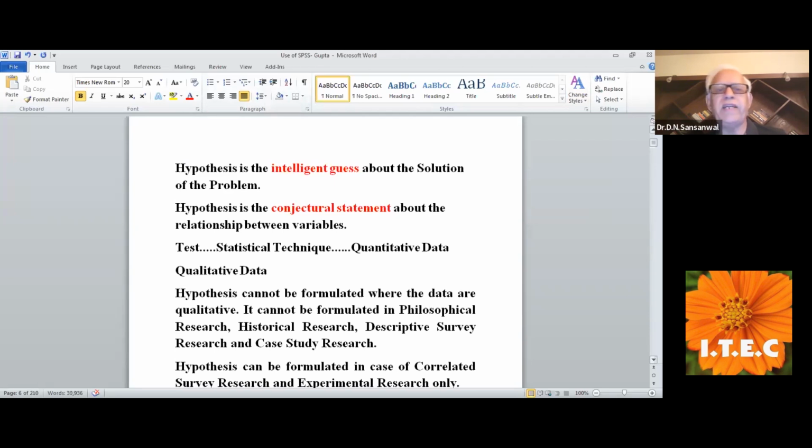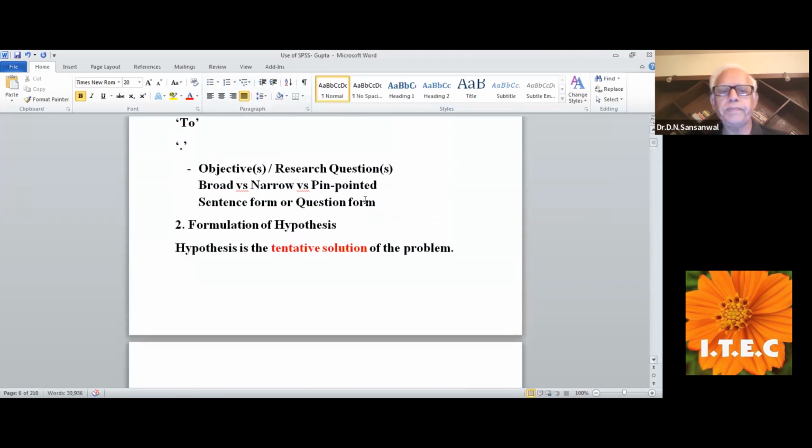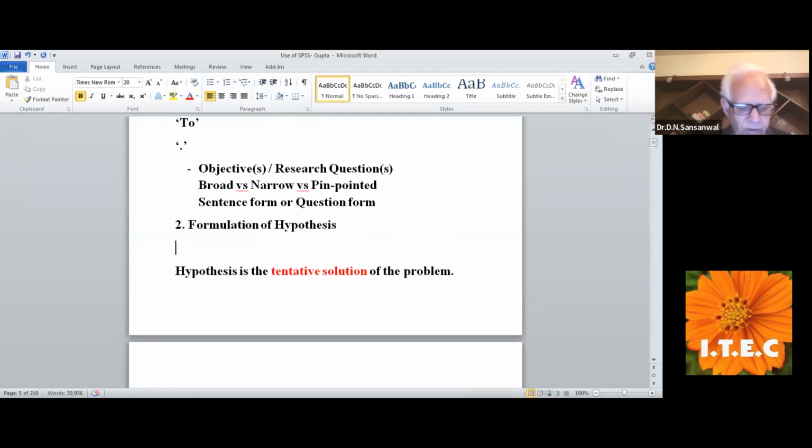I hope you have understood it. So in the hypothesis, I have already given the definition. Any question you want to ask regarding the definition and in which type of research the hypothesis should be formulated? Any question you want to ask?